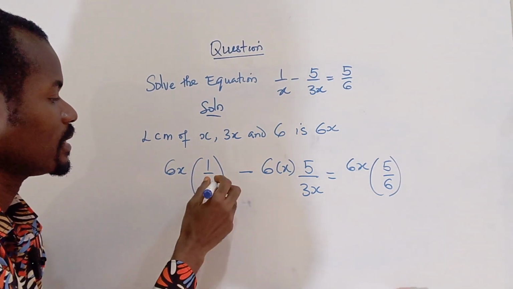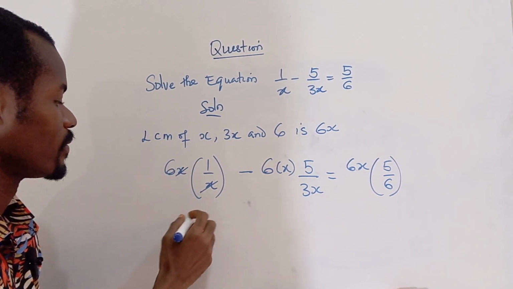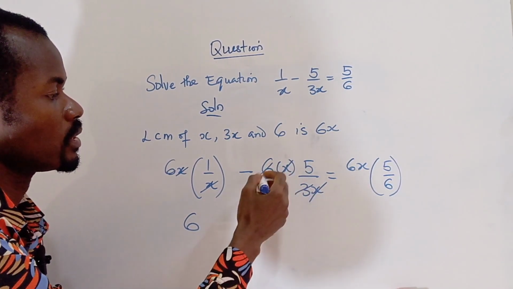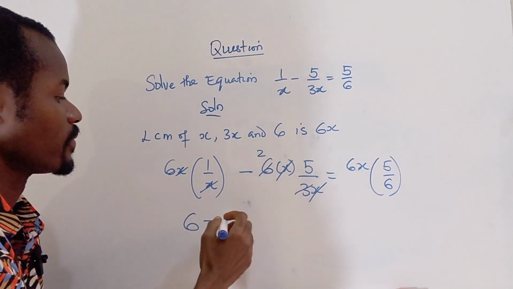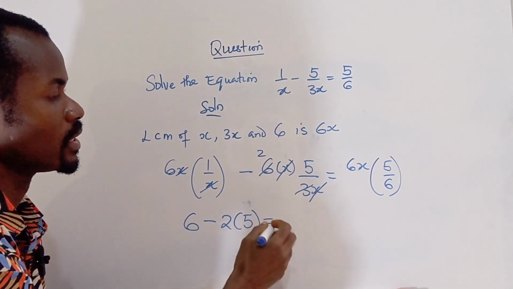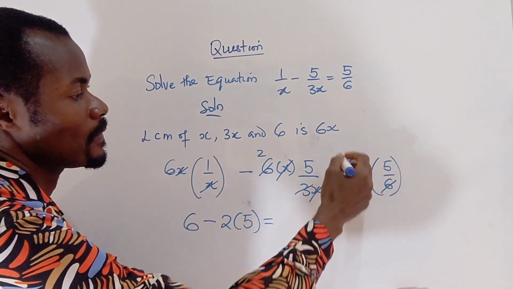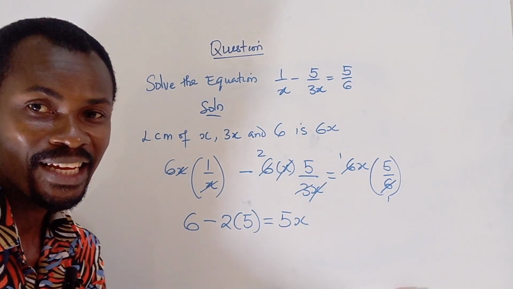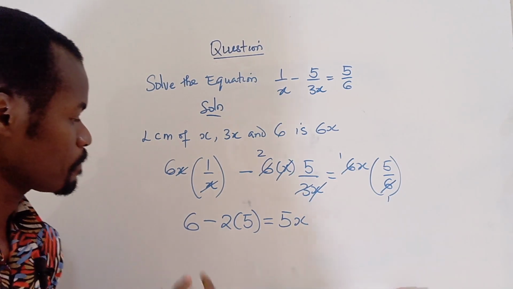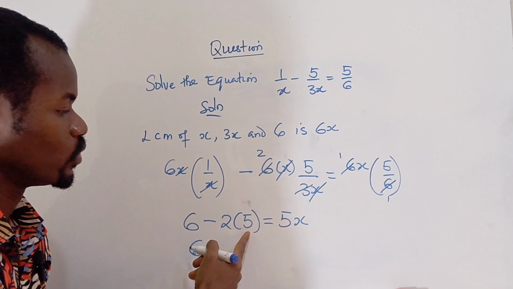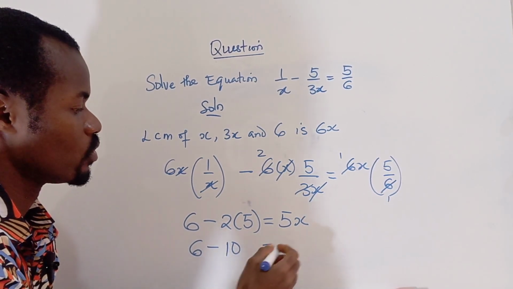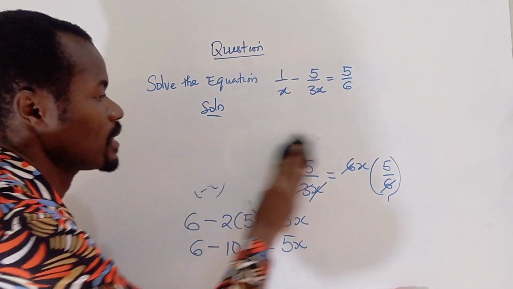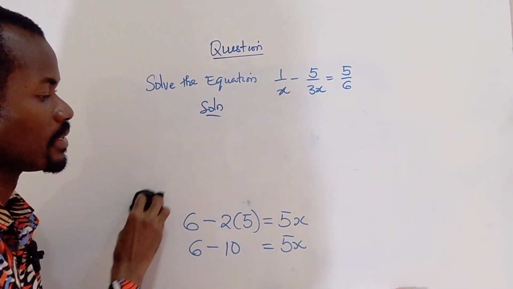Now for this, this can cancel out this. So 6 times 1, we have 6. For this, x can cancel out x. 3 into 6 is 2. So we are left with 2 times 5, which is equal to 10. Now 6 can cancel out 6 is 1, 1. x times 5 we have is 5x. So now that we are left with this expression, let's simplify further. So we have 6 minus 2 times 5, we know it's 10, which is equal to 5x.